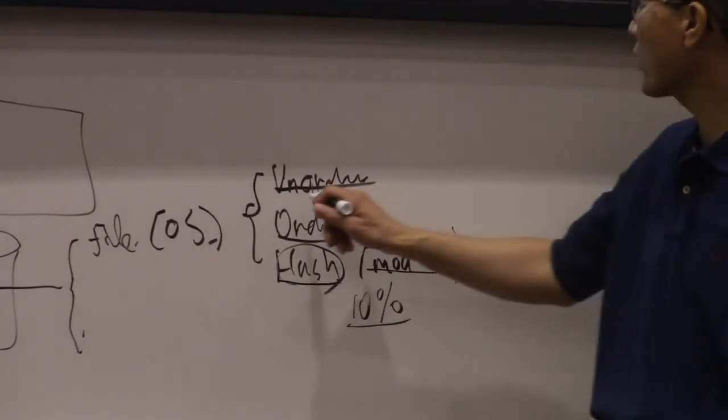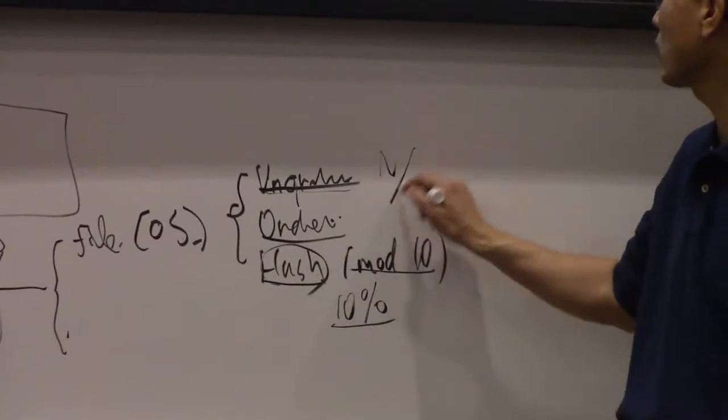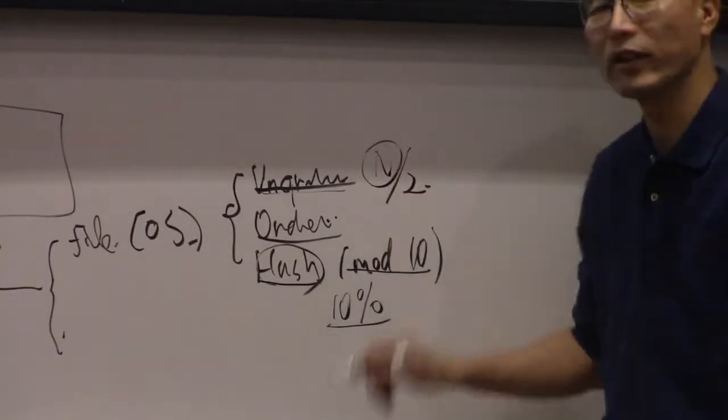When you access the unordered file, definitely the complexity is n/2. N is what?